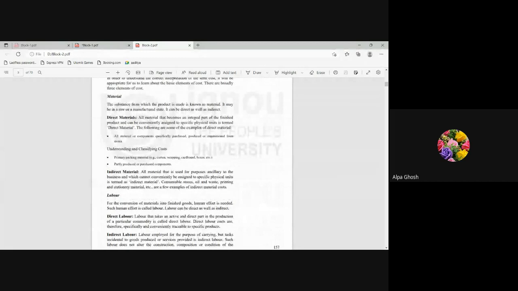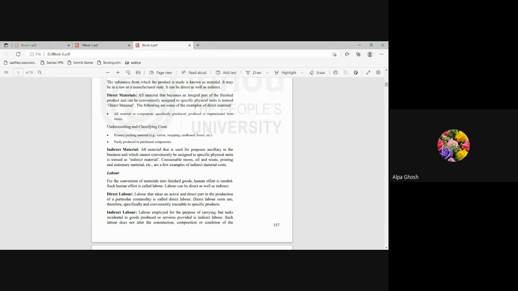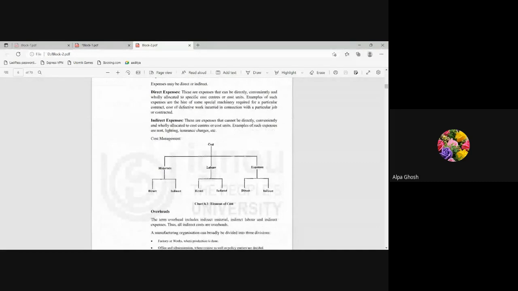So what are the elements which are included in the cost? It is material. Material may be direct material, it may be indirect material. Direct material is your raw material, and indirect material is your labor, your capital, your land, and so on. So this is the cost flow chart. Direct are material, labor, and expenditures which are directly associated with manufacturing.